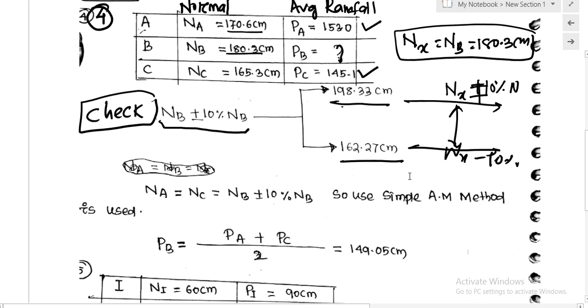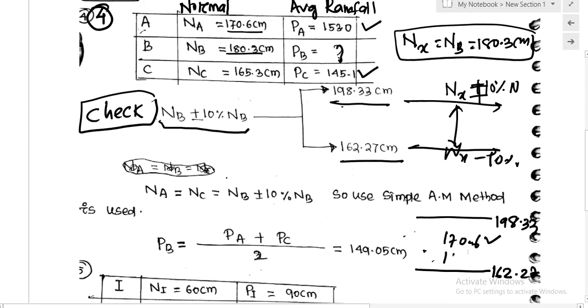Now you check na and nc. Na is 170.6. The top limit is 198.33, and the bottom limit is 162.27. So 170.6 is lying within this range. Okay, then 165.3 is also lying within this range.